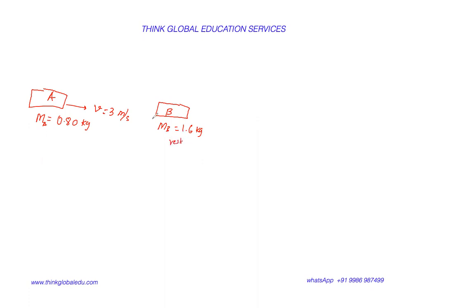So what happens after collision? So this is the condition before collision. And as we discussed in the previous videos, when two objects collide, when one of the objects is stationary, the objects will stick together and move. So after collision, trolley A sticks with trolley B and they are going to move.